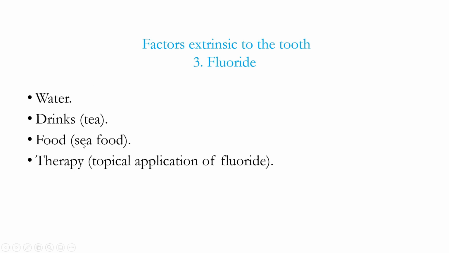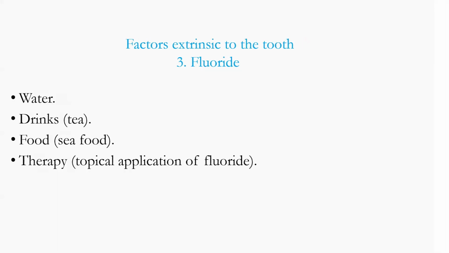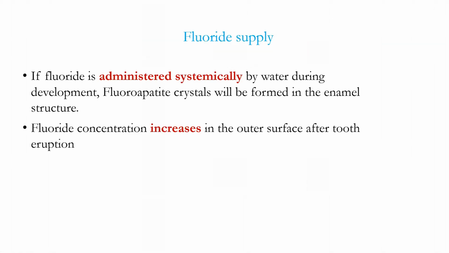If none of these are available, say for example, people are living in a country where community water supply is not there, they're drinking bottled water. If they don't drink tea much, or if they're not consumers of seafood, then the dentist can apply a topical layer of fluoride. This is going to turn the teeth resistant to caries for a while, especially in the areas of pit and fissures. So the fluoride which enters the body is going to form what is called Fluorapatite crystals.